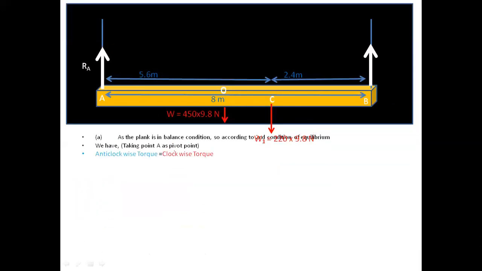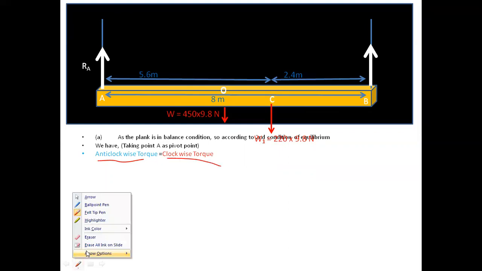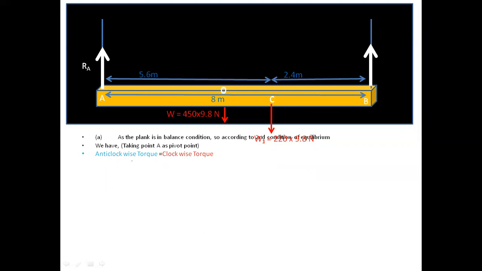Now it is a plank which is in balanced condition. So the second condition of equilibrium is taking place, which shows that the anti-clockwise torque must be equal to the clockwise torque. We represent anti-clockwise with the blue color and clockwise with the red color. The only thing which is anti-clockwise is the support at B, which is pushing this rod in the anti-clockwise direction. All the other forces, this force doesn't count because we are taking the rotation point at point A. So the moment arm is going to be 0. That is why I've written A is equal to 0. That means there is no moment arm, so there is no torque over here.